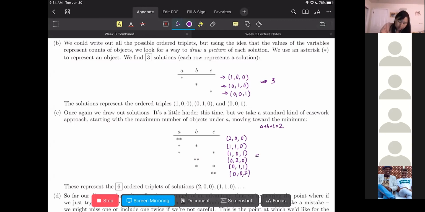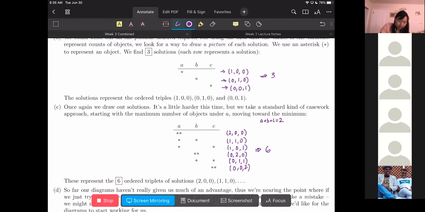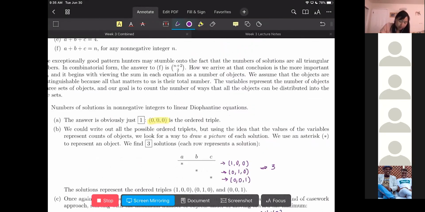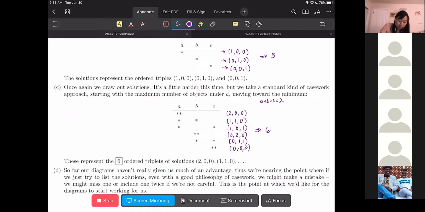And so this gives us 6 solutions. Any questions so far? No, please. All right. So for D, the question was A plus B plus C equals 3.